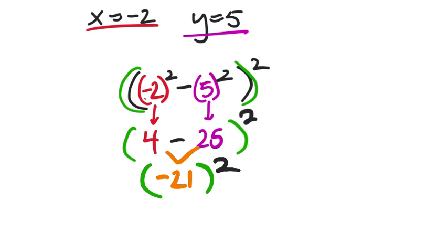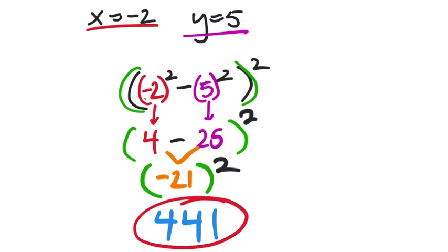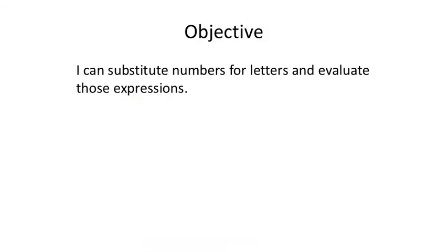But I'm going to type this into my calculator because I can't do negative 21 to the power of 2 in my head. So parentheses, negative 21, close parentheses, exponent of 2. I get positive 441. And that should do it. So there's our objective. I can substitute numbers for letters and evaluate those expressions.